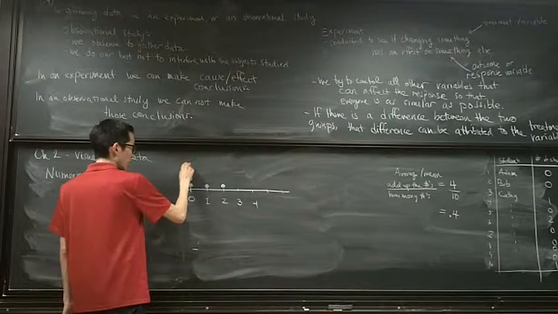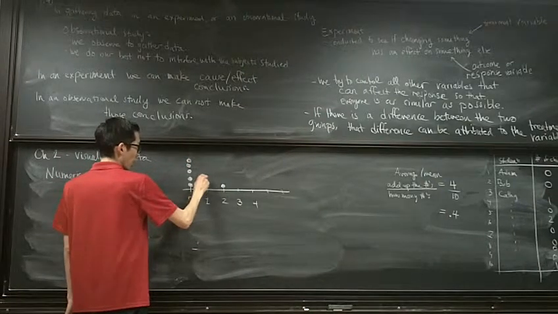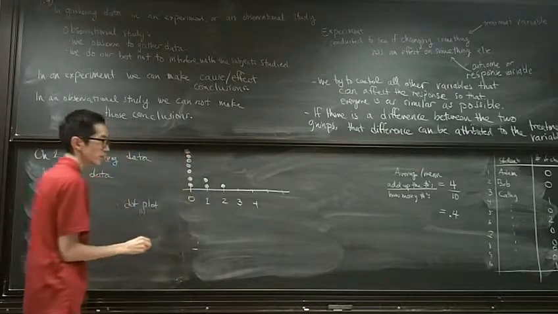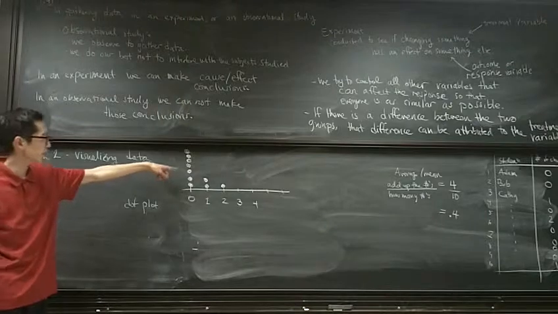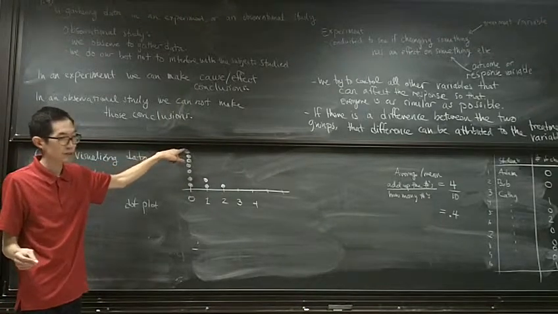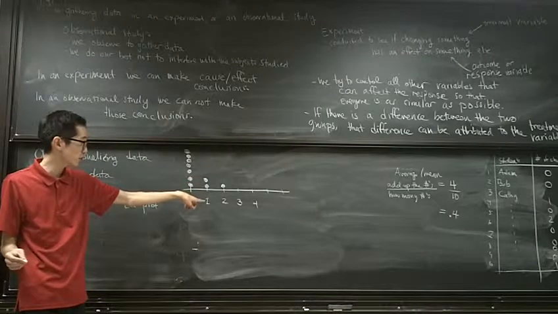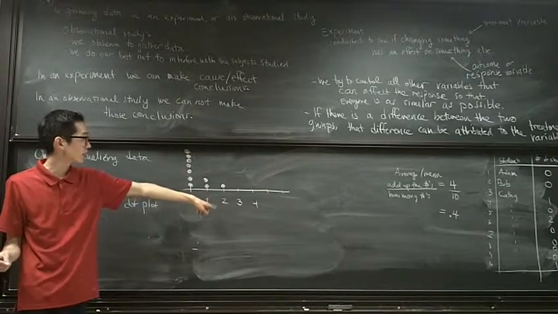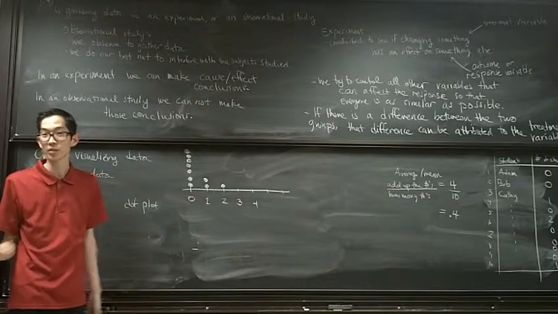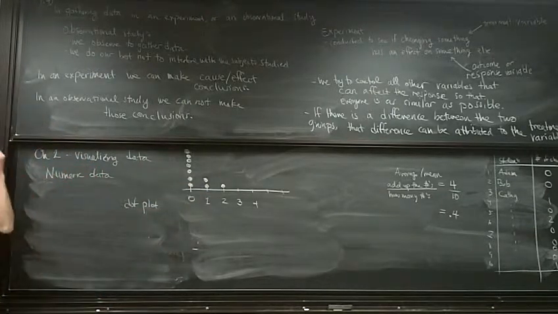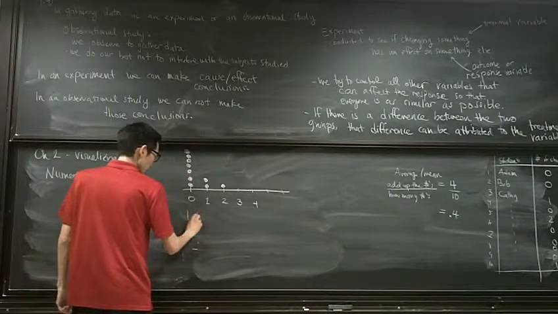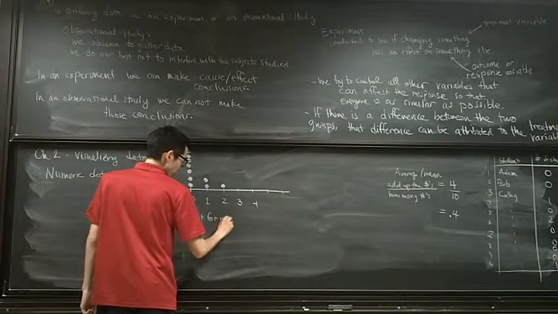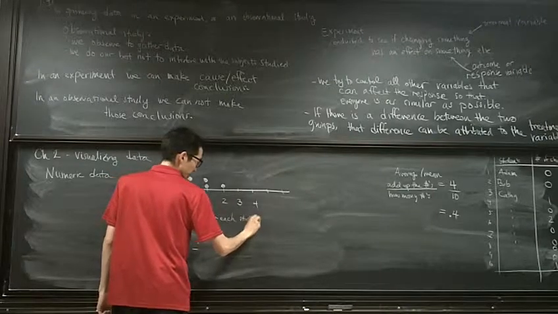And this is my dot plot. I have 7 dots here because there are 7 students that have 0 children. I got 2 dots because I've got 2 students with 1 child each, and I have 1 student with 2 children. So there's a dot at 2. Okay. So how many dots total do I have? 10. I have 1 dot for each student. Is that okay?